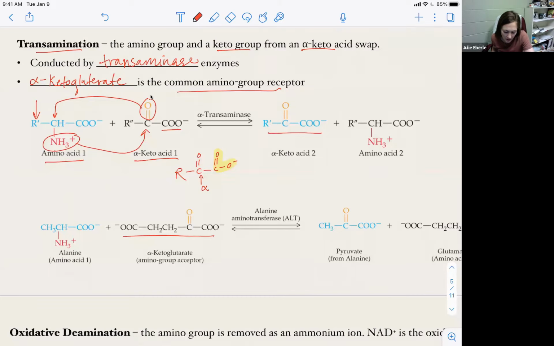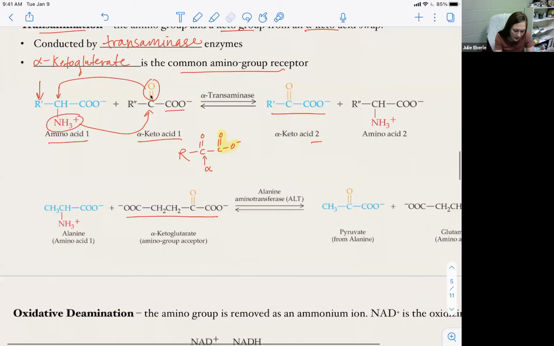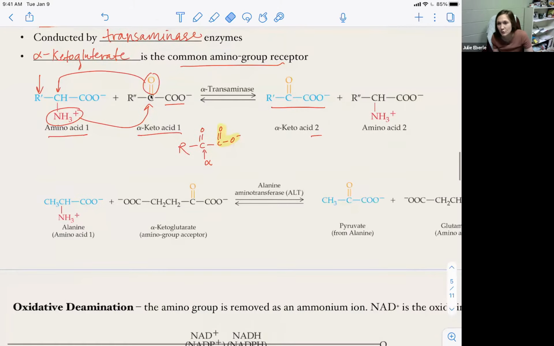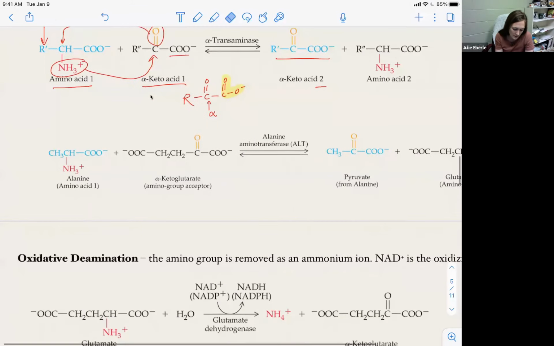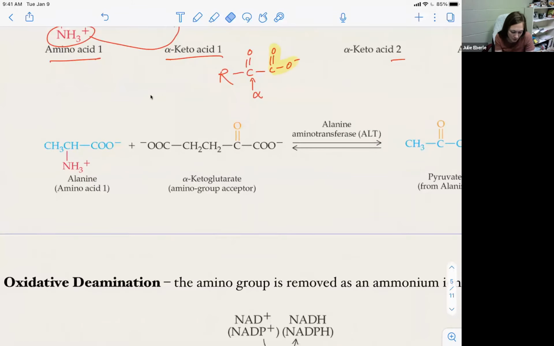And now we have another alpha keto acid. We call it number 2 though, it's on the product side. And then we have a different amino acid. So it feels a little bit redundant because your products are very similar to your reactants, but there's purpose to this. So I want to show you the main example. Since we said alpha ketoglutarate is usually this amine group receptor, the one accepting this new amine group, I want to look at a specific example with alpha ketoglutarate as the receptor.